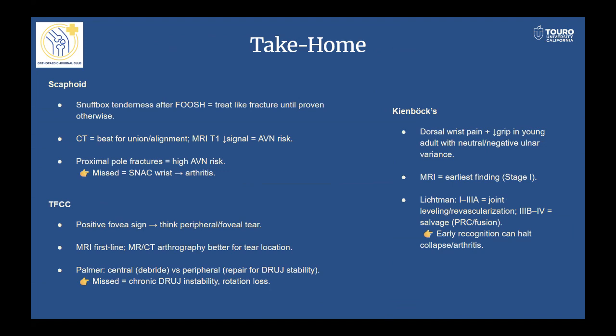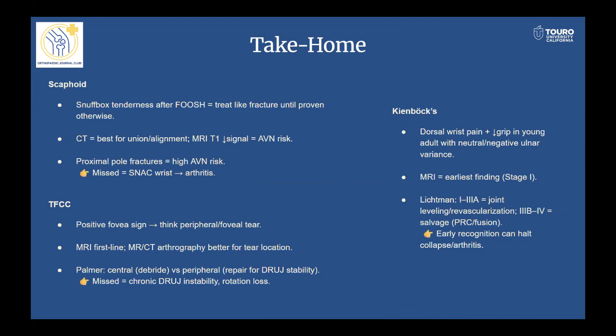For TFCC, tenderness in the spot between the ECU and the FCU tendons usually means a peripheral or foveal TFCC tear. Start with an MRI, use some contrast. It will help you be a little more accurate in figuring out exactly where that tear is. Use the Palmer system for central tears. Peripheral tears usually get repaired. If you miss that peripheral tear, then you are risking instability.